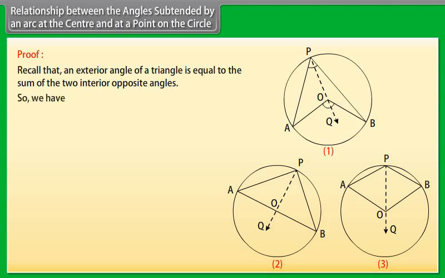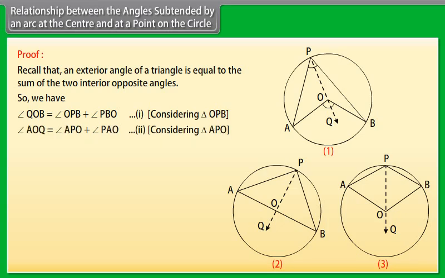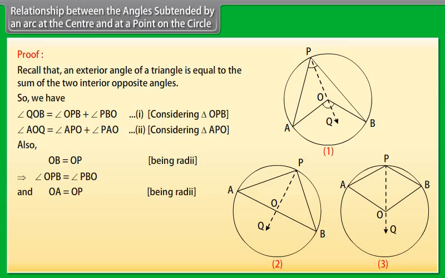So we have angle QOB is equal to angle OPB plus angle PBO, 1. Considering triangle OPB. Angle AOQ is equal to angle APO plus angle PAO, 2. Considering triangle APO. Also, OB is equal to OP, being radii. Angle OPB is equal to angle PBO, and OA is equal to OP, being radii.